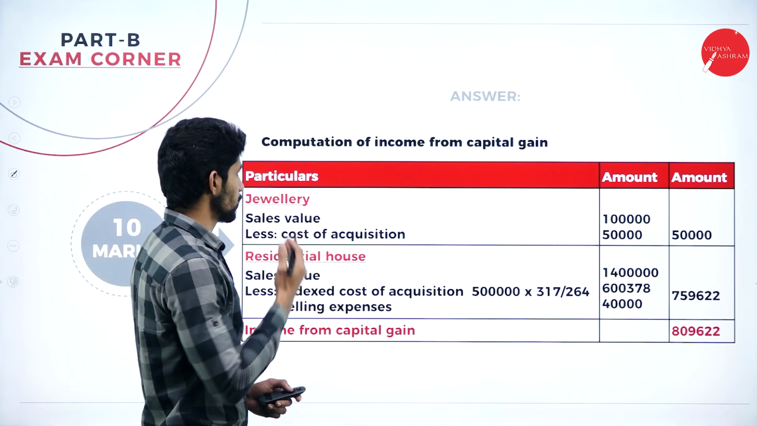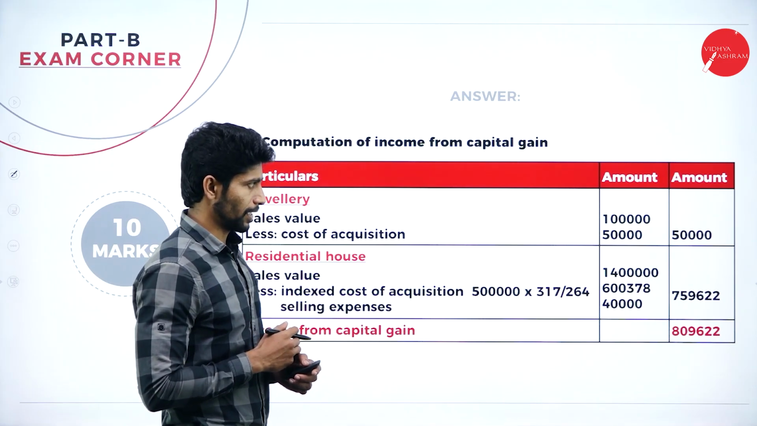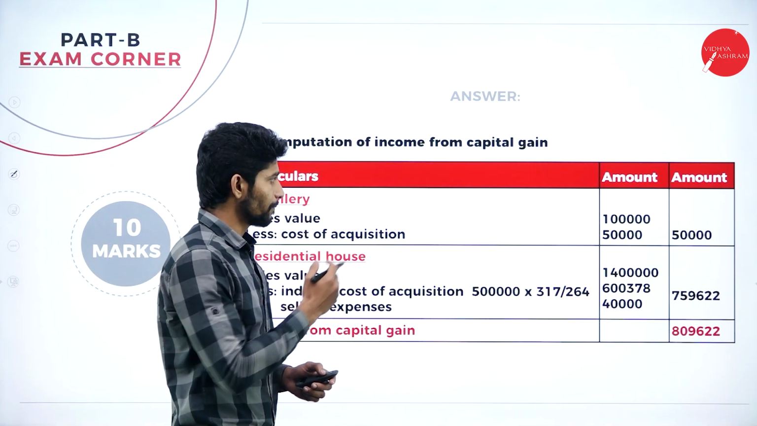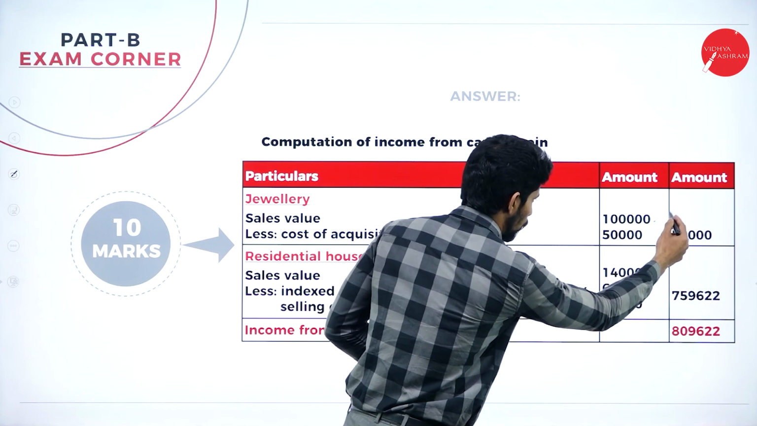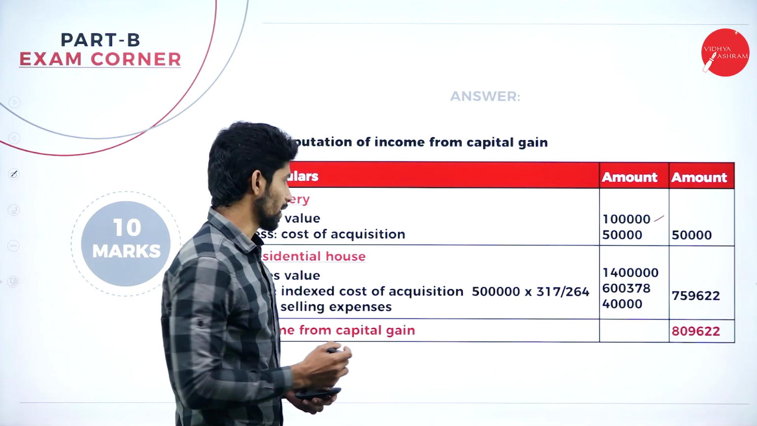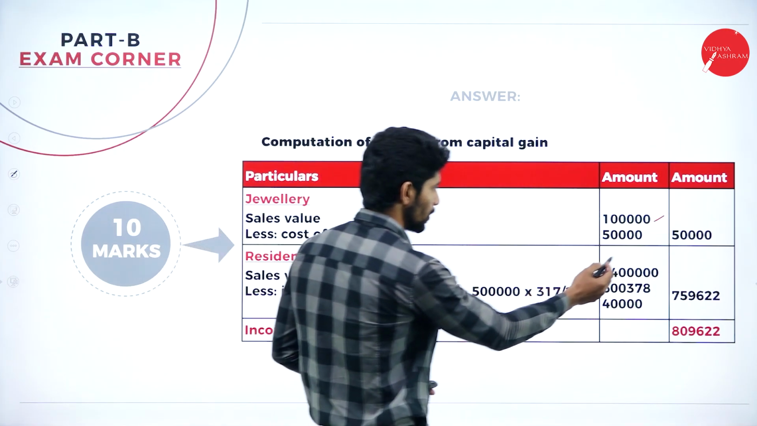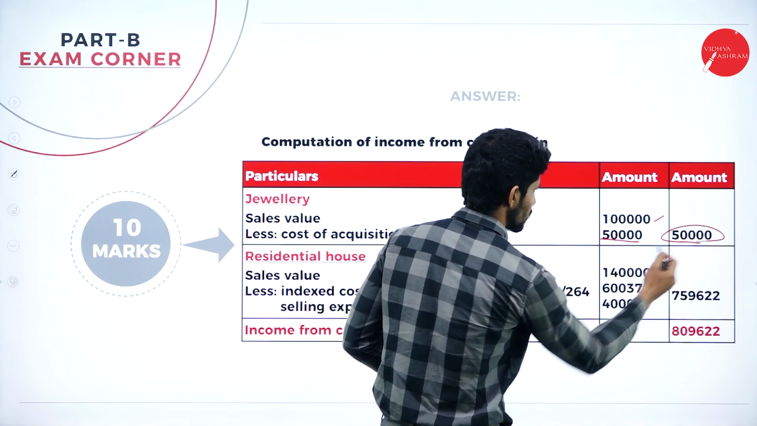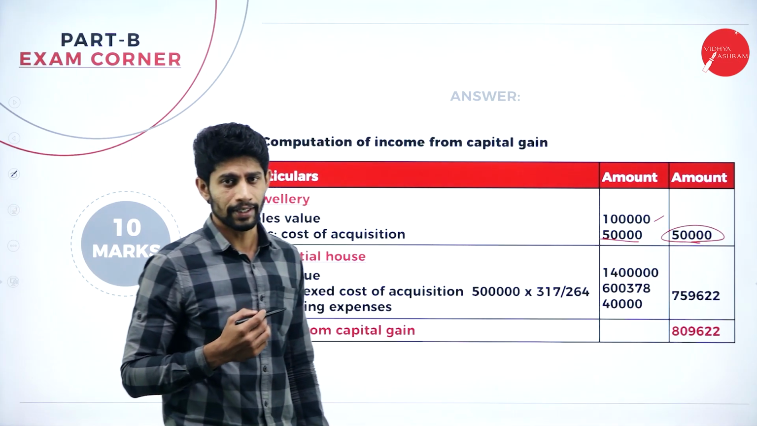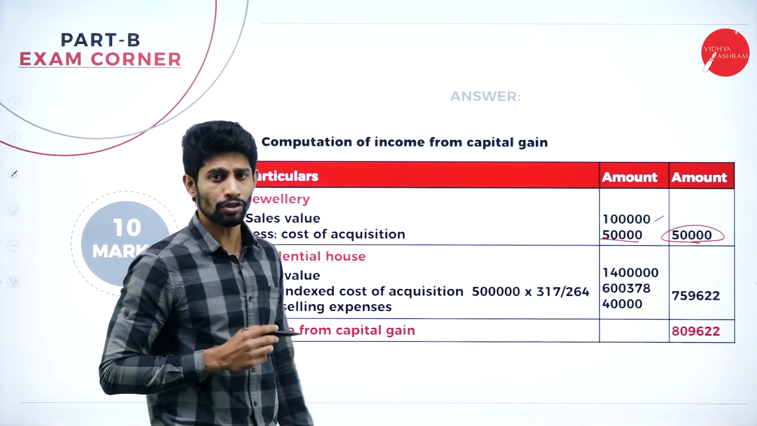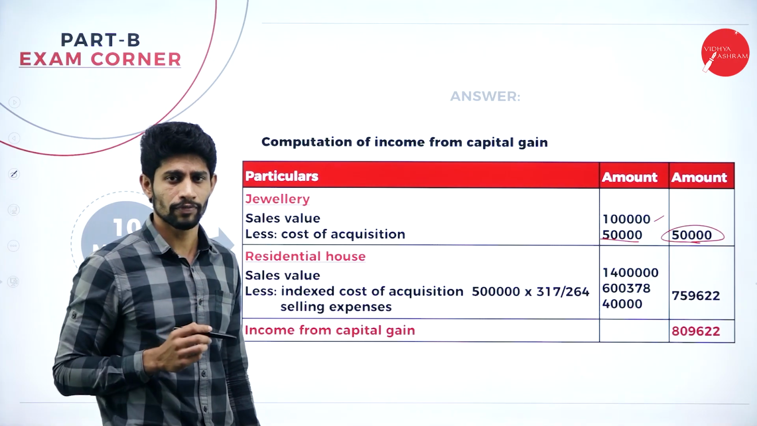So next, here is the computation of income from capital gain. For jewelry, the sales value is rupees 1 lakh. Less cost of acquisition of 50,000. The balance 50,000 is income from jewelry. Because here it's a short-term asset, that is why we directly take the cost of acquisition.